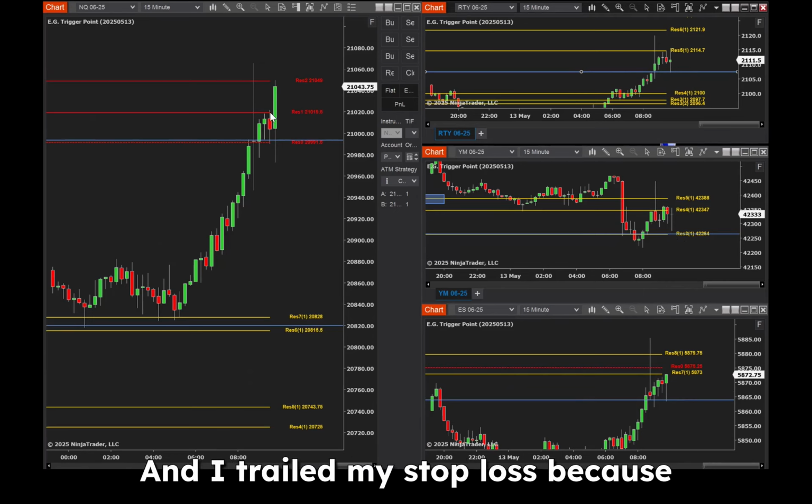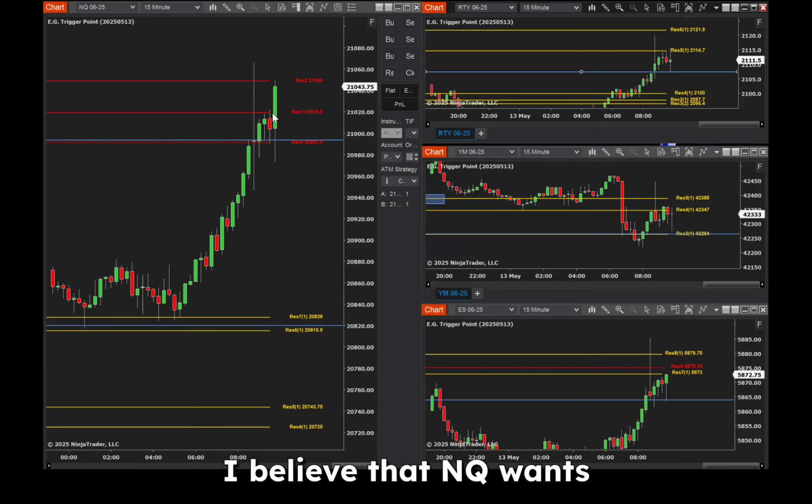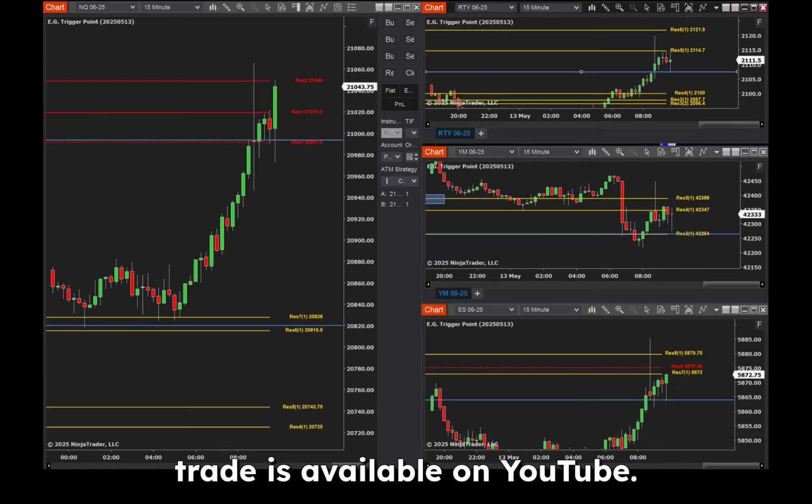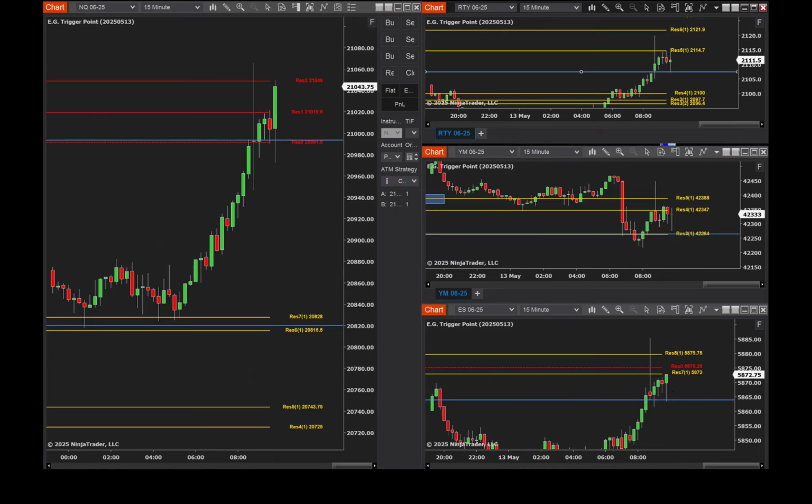And I trailed my stop loss because I believe that NQ wants to break. Why? Because ES wanted to hit its resistance. So I trailed my stop loss. I can upload the exact trade, it is available on YouTube. Okay, so support, an intraday support. ES wants to hit its resistance. To me, it's a good opportunity to go long on NQ.